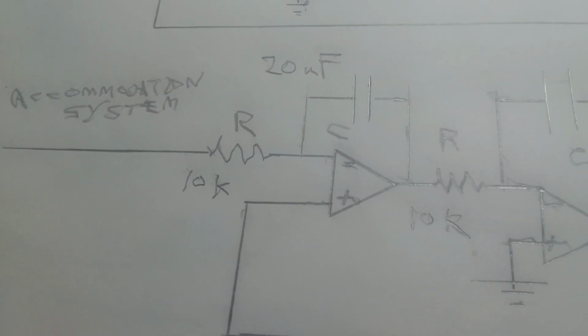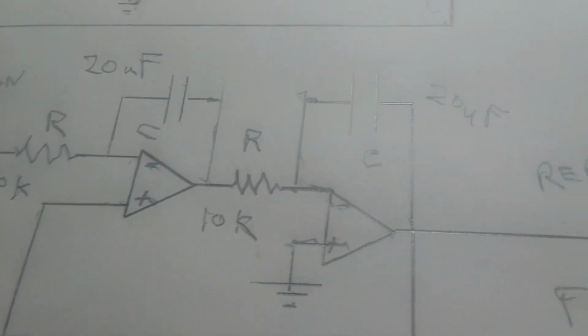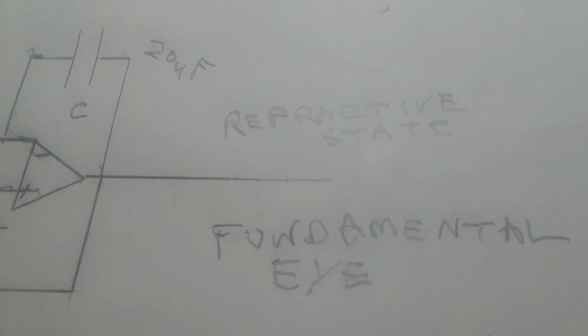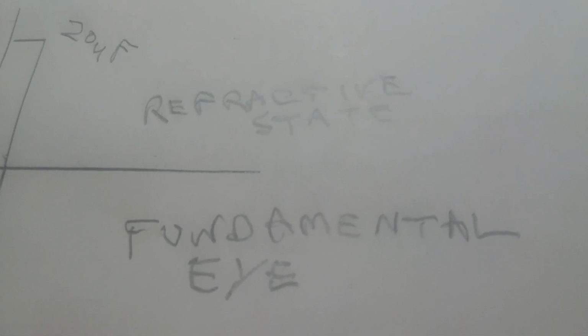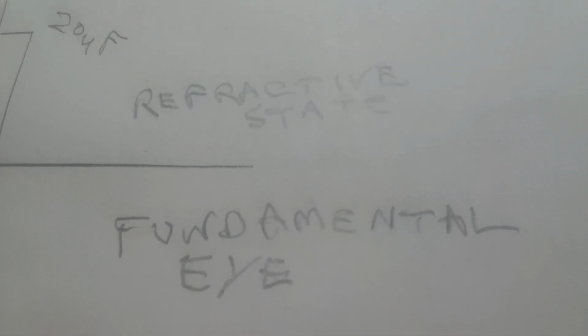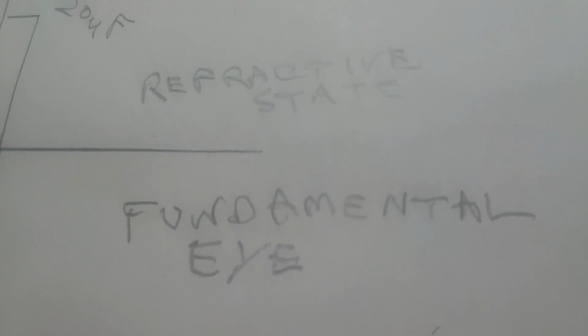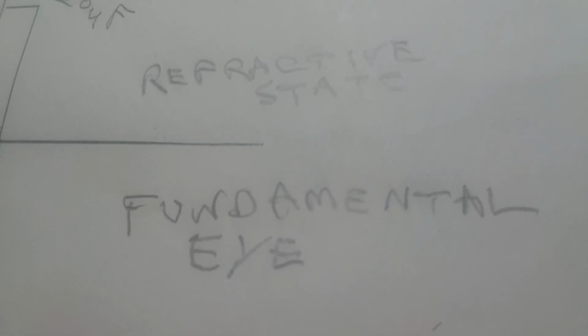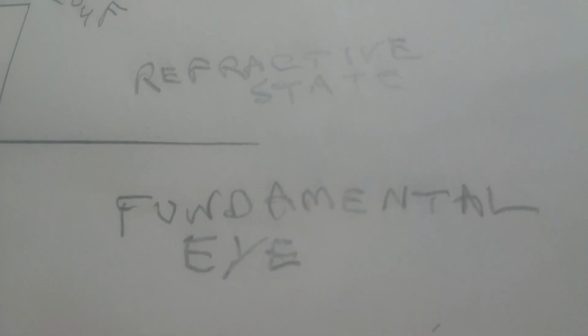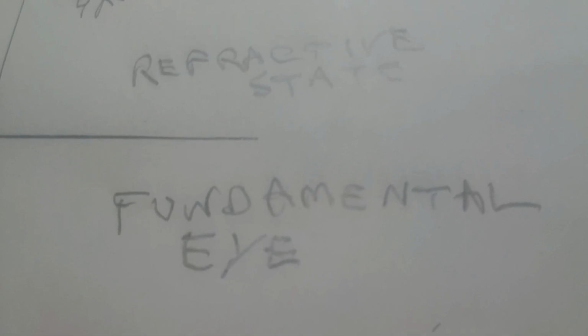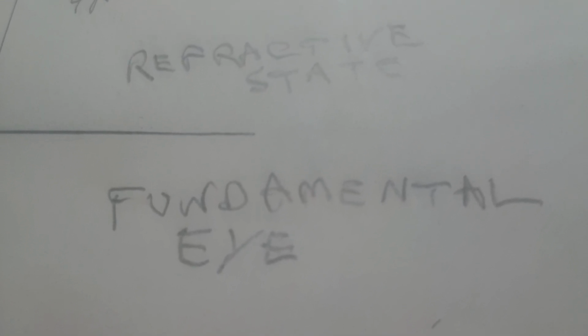I use 10K resistors and 20 microfarad capacitors. And the output is a refractive state of the fundamental eye. This is very accurate, provided you do not use medical terms or believe that all eyes are defective because they have refractive states that you do not understand.